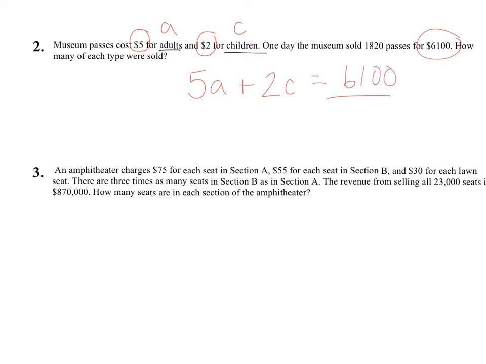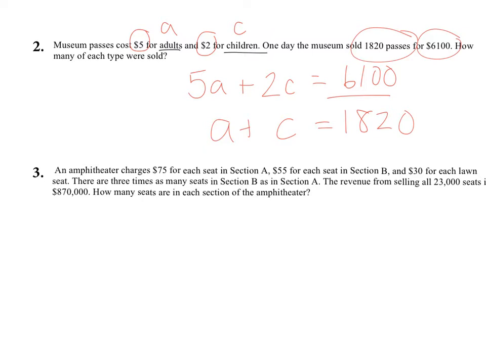Now, the only other thing we have is a total of 1,820 passes. The one thing that you'll always have is just the total number of actual things or people. So in this case, the last equation is just all the adults plus all the children has to equal 1,820, because there's 1,820 passes sold and there's only adults or children. So however many adults plus however many children you have is going to equal 1,820. And that's it. That's the hardest part right there.